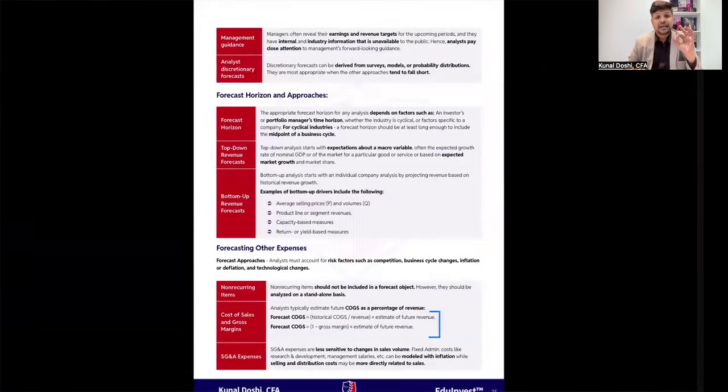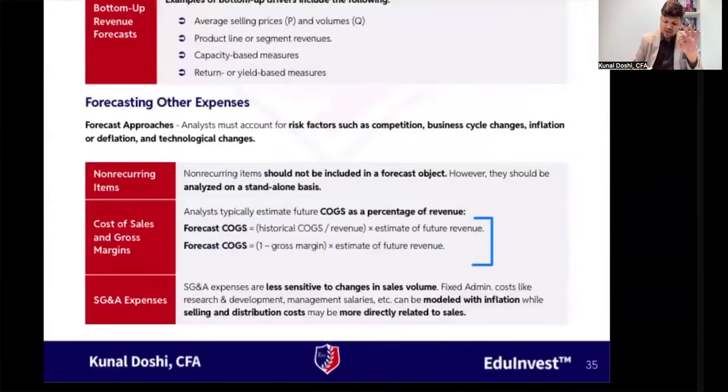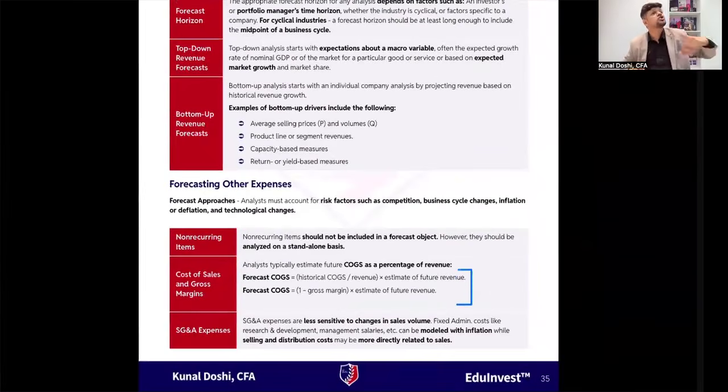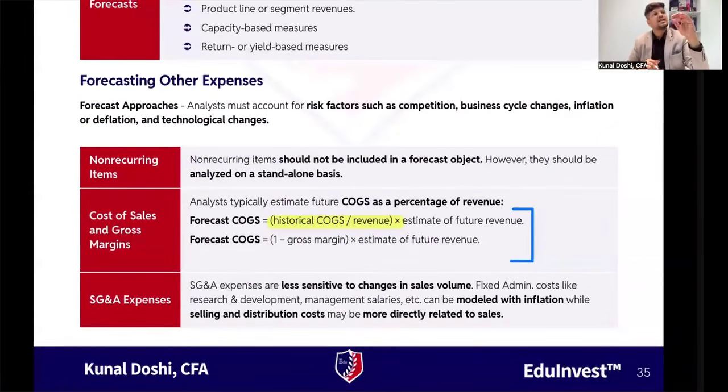Okay. Reading number 7, actually, it's not a formula, it's a simple way of calculating cost of goods sold. Cost of goods sold is dependent on revenue. So what is the margin? Sales minus cost is gross profit. So if the gross profit is 40%, my cost is 60%. So you take the previous year's margin. This is nothing but what? Previous year margin into the future estimated revenue.